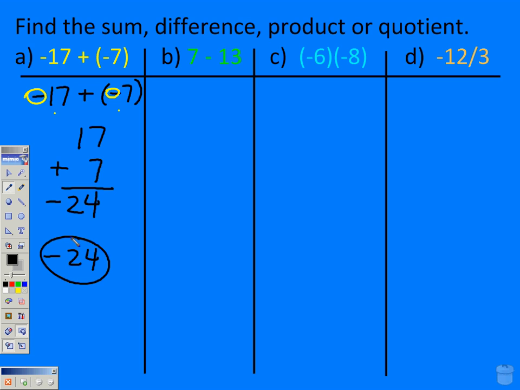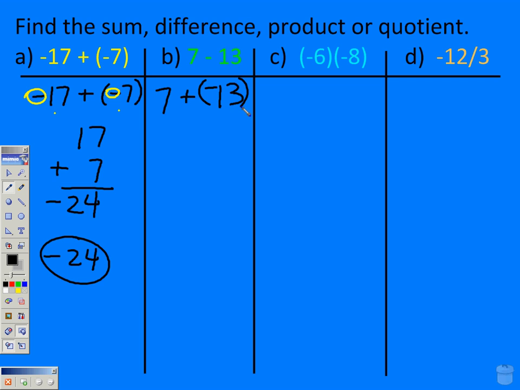In B, we are subtracting. Well, we recall that we do not want to subtract. So what I'm going to do first is turn this into an addition problem. Instead of subtracting, we want to add the opposite. So instead of 7 minus 13, I'm going to have 7 plus a negative 13.